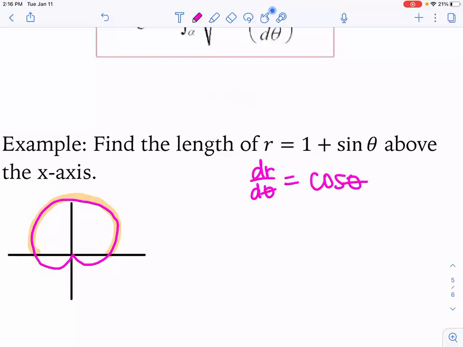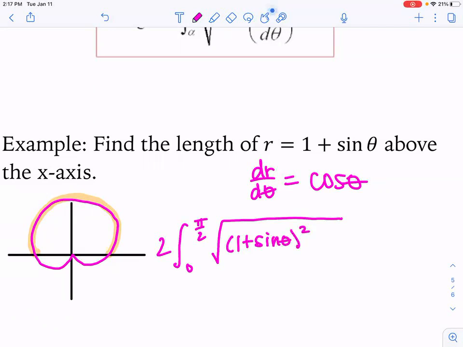Now, because we are working with a radical, I'm going to go ahead and cut this in half to double it so that I'm only working with first quadrant angles in my integral. I'm just really worried about positives and negatives, okay? And I'll tell you why here after a while. So I'm going to go from 0 to pi over 2 and double it. And we have 1 plus sine theta squared plus dr d theta squared.